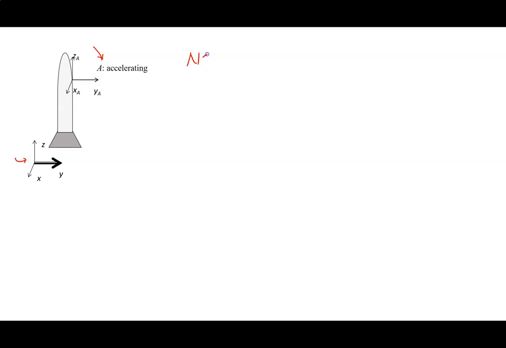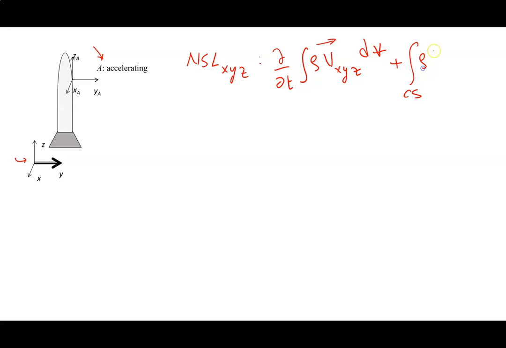So if you take Newton's second law in the XYZ attached to the ground, the inertial reference frame, this is what it looks like: d/dt of the integral over the volume of the total momentum, plus the integral over the control surface of v times rho v_rel dot dA, equals the sum of all the forces acting on the control volume. Let's label this as equation 1.